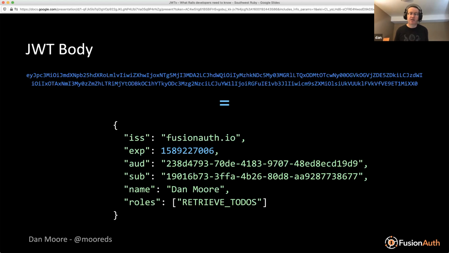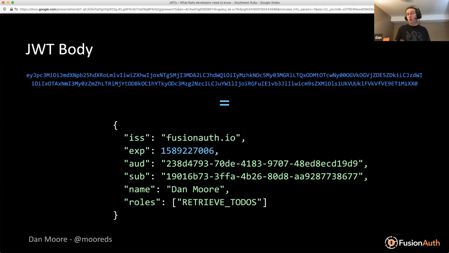Exp is another standardized claim, and this basically says this is the time period beyond which this JWT should not be valid. So JWTs are issued with an expiration, and that means that if you are looking at a JWT as a consumer and you don't see an expiration or your expiration is in the past, you shouldn't do anything with it because it basically means that it's expired. Aud and sub are both identifiers.